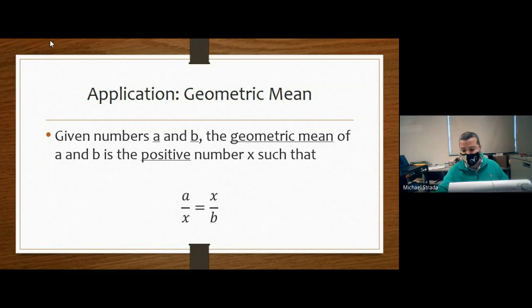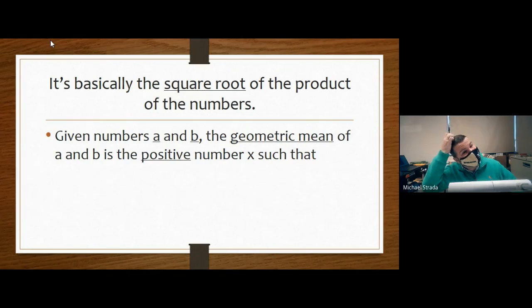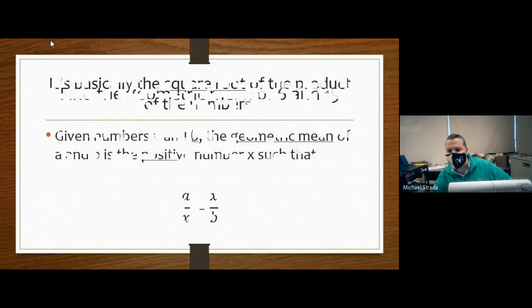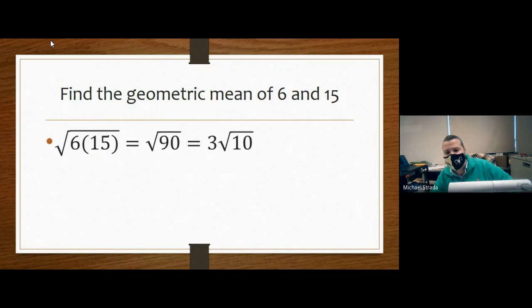That's all. So to finish up for today, it's basically the square root of the product of the numbers. To find the geometric mean of 6 and 15, all you're going to do is multiply them together. 6 times 15 is 90, and then you simplify the square root. The square root of 90 is 3 root 10. And that's where we'll pick it up on Monday.